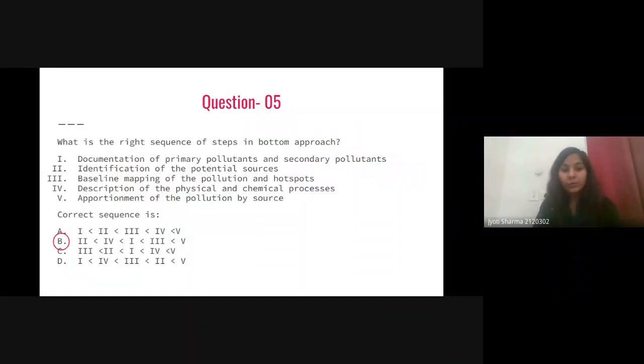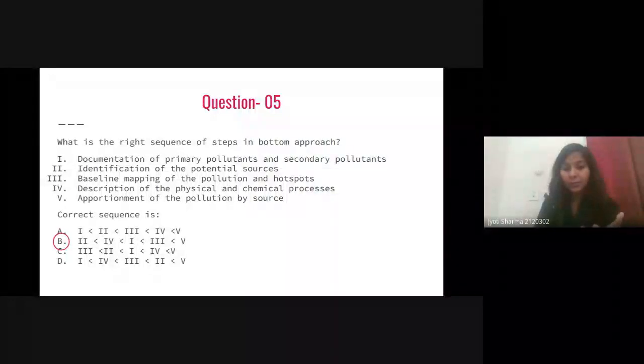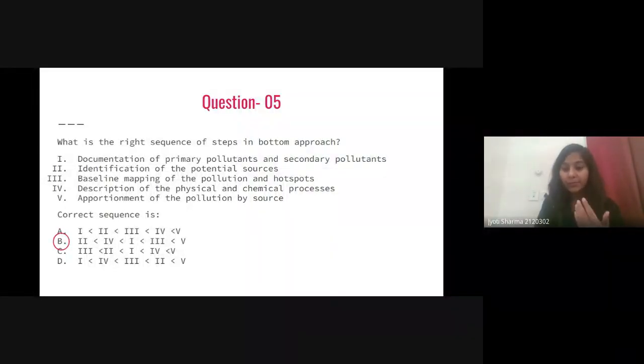After this, what you will do, you will have the description of the physical and chemical processes. Why physical and chemical processes? Because these physical and chemical processes of your pollutant will decide how they will move into the atmosphere. So this will be the second step. The third will be you will do the documentation of primary pollutant and the secondary pollutant. And obviously you have to see how much pollutant you are releasing into the atmosphere. So there may be primary pollutant and there may be secondary pollutant. Then you will create the baseline and then you will calculate the apportionment.